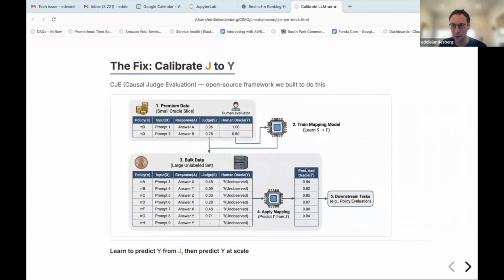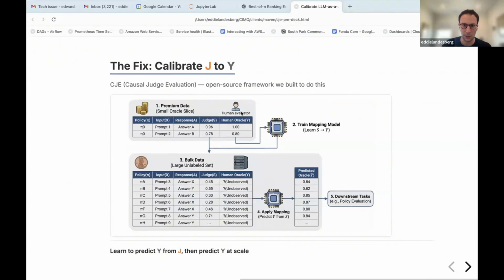And so the fix that I propose, which is also very well grounded in mature statistics and in how policy evaluation has been done in other fields like medicine and economics, is that the best way of achieving this is learning the relationship between the LLM judge and the human expert labels. And it doesn't have to be a human expert label; it could be something else. But for the sake of this talk, I'm going to mainly refer to it as a human label or an oracle label.